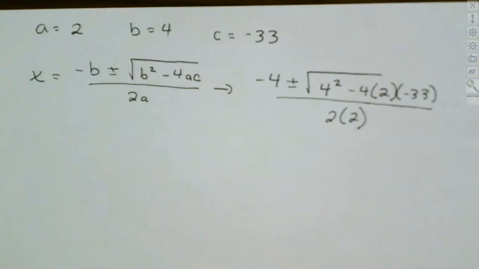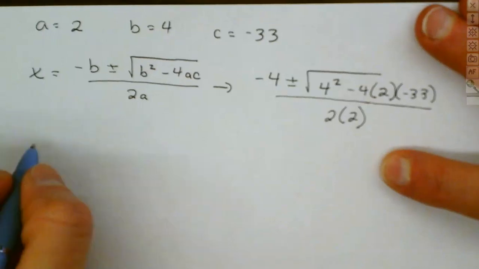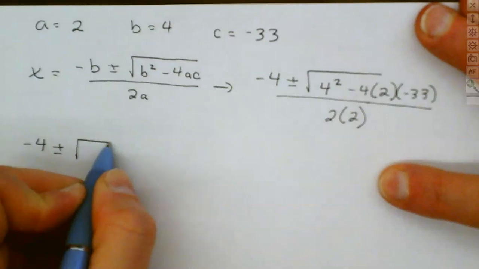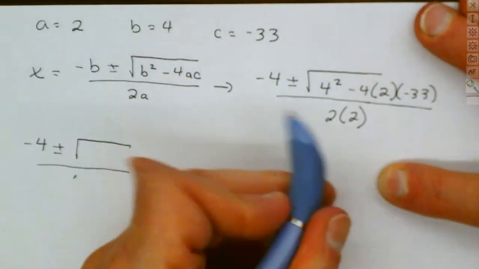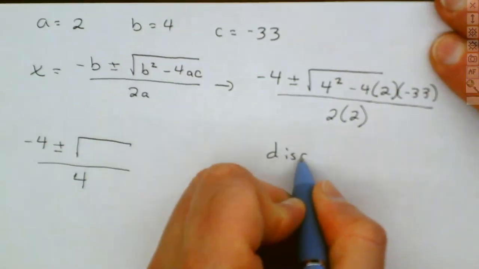So let's clean this up a bit and then work out our discriminant. So now we have minus 4, and we've got a plus or minus our square root here, and 2 times 2, that makes it a 4. What about my discriminant?